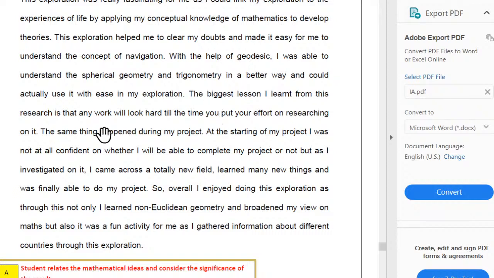Biggest lesson I learned from this research is that any work will need your effort. Same thing happened during my project. I started a project, I was not at all confident on whether I would be able to complete my project. This is a process of saying how the exploration itself helped the person. It's questionable if IB will accept it, but it wouldn't hurt too much just to put it in there.